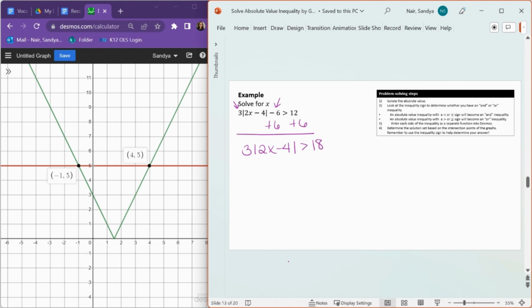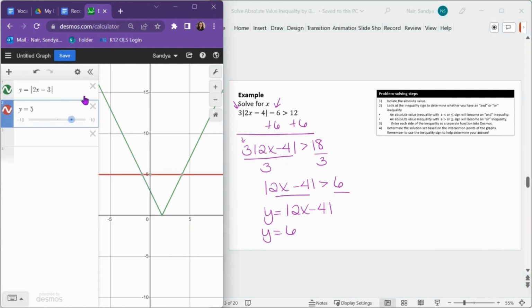Notice that my absolute value is still not isolated because I have this 3 here. So I'm going to go ahead and divide both sides by 3. And when I divide both sides by 3, I get the absolute value of 2x minus 4 is greater than 18 divided by 3, which is 6. So now that this absolute value is isolated on the left side of my equation, I can enter these both as separate functions into Desmos. So I have y equals the absolute value of 2x minus 4 and y equals 6. So now let's go ahead and go to Desmos and do that.